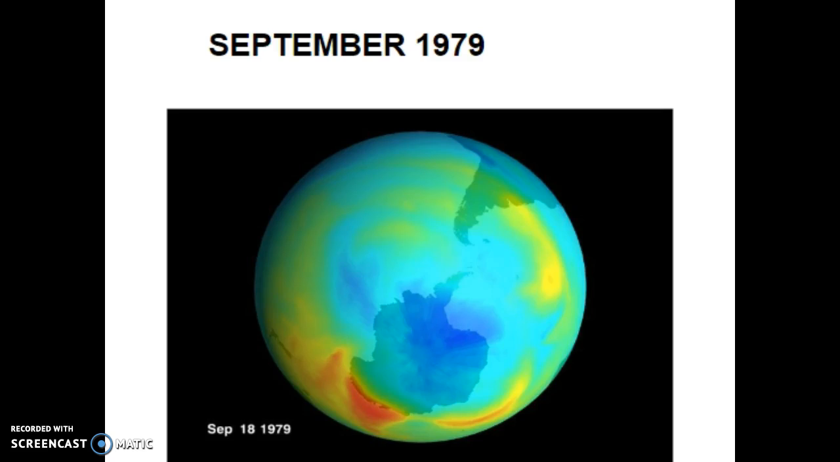Here's an image taken in 1979 of the relative thickness of the ozone layer. The ozone layer is measured in Dobson units, and in the diagram here, the more red or yellow the color is, the thicker the ozone layer is, and the blue and the purple spots are where the damage is. So this is a view from 1979.